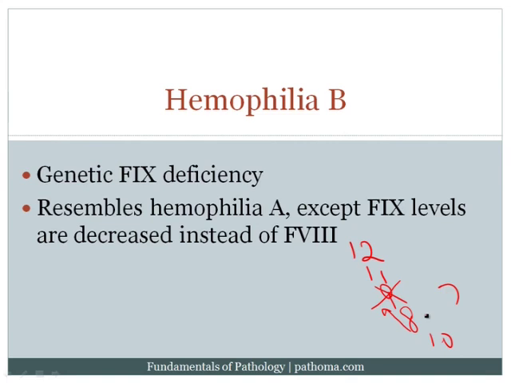All right, so a genetic factor IX deficiency. Now, clinically, it's going to resemble hemophilia A, right? Because it's the exact same pathway, you're just one step above. So the only difference will be that instead of a decrease in factor VIII levels, you're going to have a decrease in factor IX levels. So the factor IX levels would actually be decreased in this disorder.